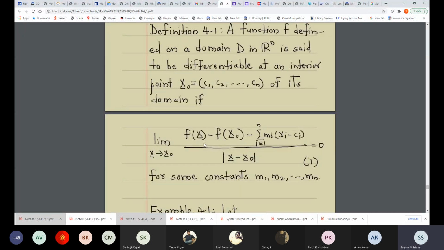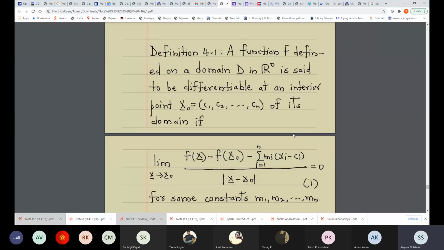If the limit of f of x minus f of x0 minus the summation of mi times xi minus ci, divided by the Euclidean norm of the vector x minus x0, and this quotient approaches 0 as x approaches x0, for some constants m1 to mn. That is how the definition of a function f from Rn to R being differentiable at an interior point is defined.